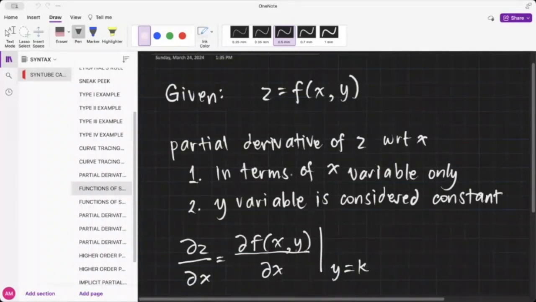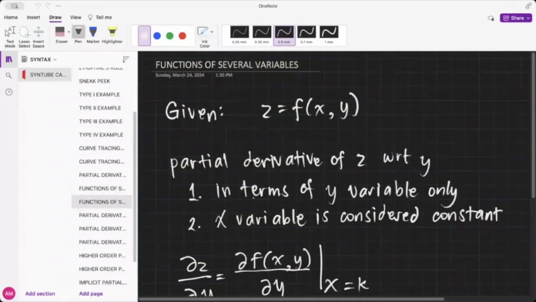Ang gagawin mo lang is you express the function in terms of x only. So dito ka lang concerned. And make every other variable constant. So, yung y lang naman yung other constant dito. So, yung y variable, considered na constant. So, that is if you want to get the partial derivative of z with respect to x. So, yan. Nilagay ko to para hindi tayo malito. Yung y, constant.